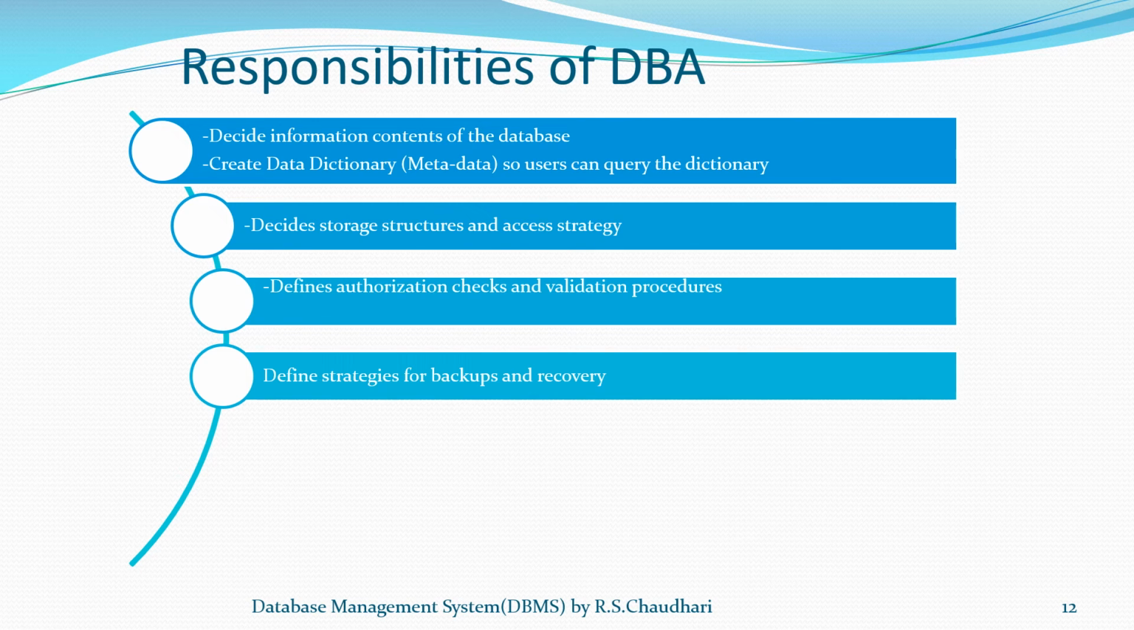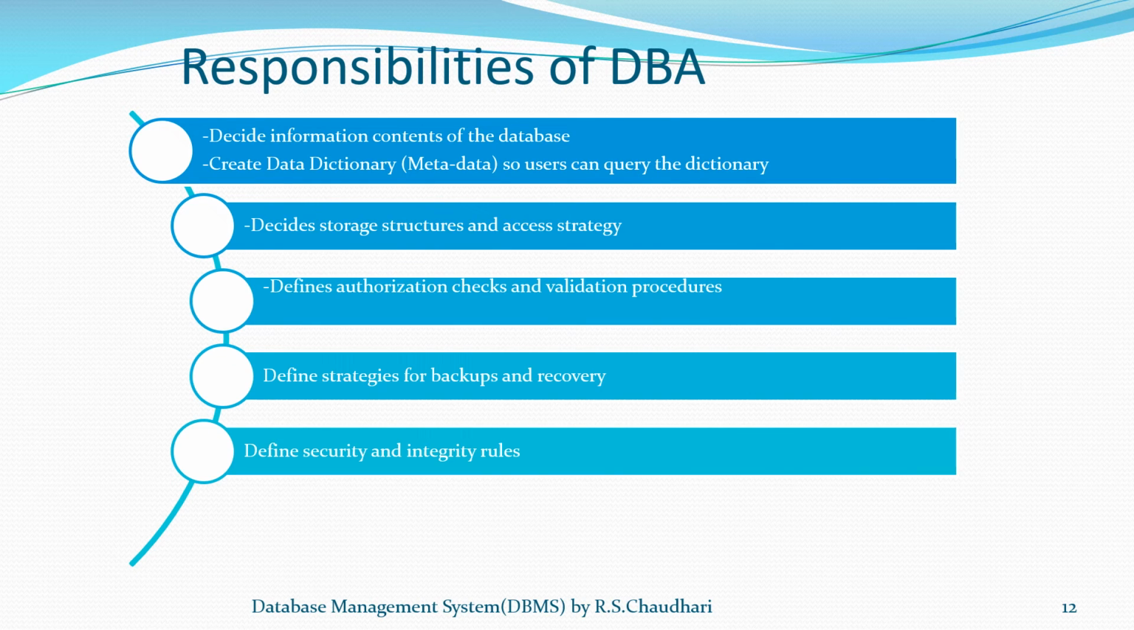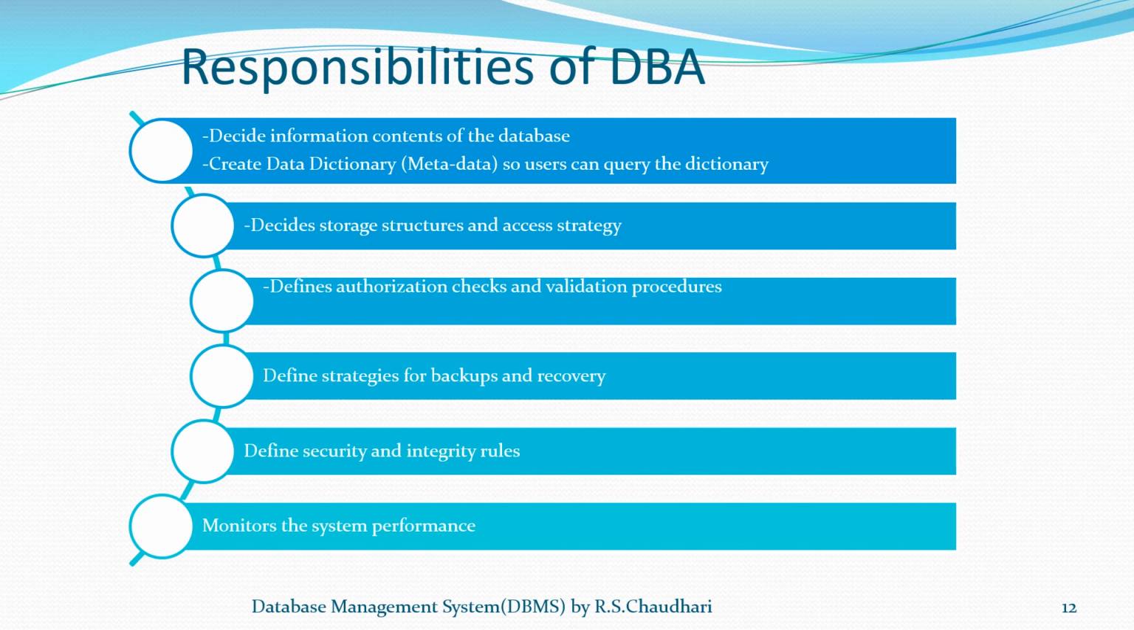Next one, he defines strategies for backups and recovery. Next, he defines security and integrity rules. Here integrity means correctness and completeness of data. And he also monitors the system performance. So all these are the different responsibilities of DBA.